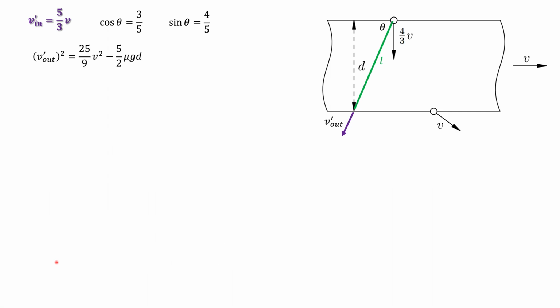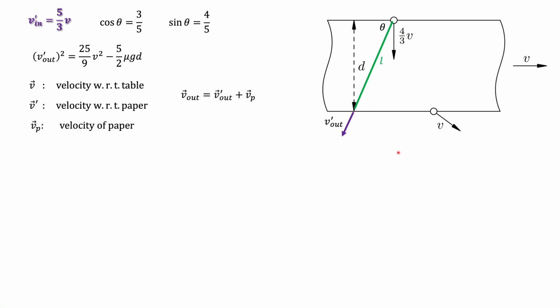But the next thing we need to do, we need to convert this V prime out, the velocity with respect to the paper, into the velocity with respect to the table. Now we're going to use the same formula as before. Velocity with respect to the table is velocity with respect to the paper plus velocity of the paper. Now let's see how it's going to work and how we can find V out.